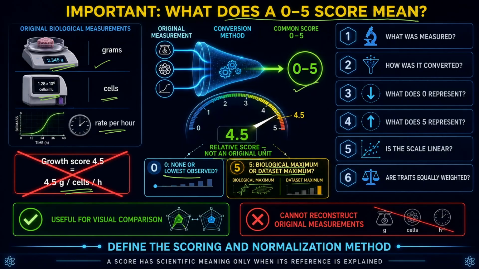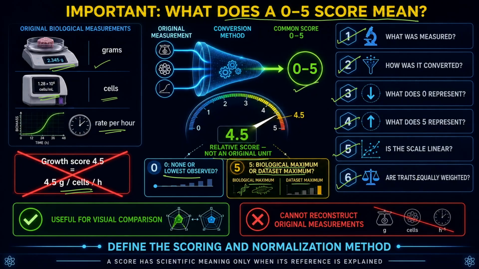Therefore, before interpreting the chart, ask 6 questions. What was originally measured? How was it converted? And what does 0 represent? What does 5 represent? Is the scale linear? Meaning, do equal steps represent equal changes? And are all traits given equal weights?